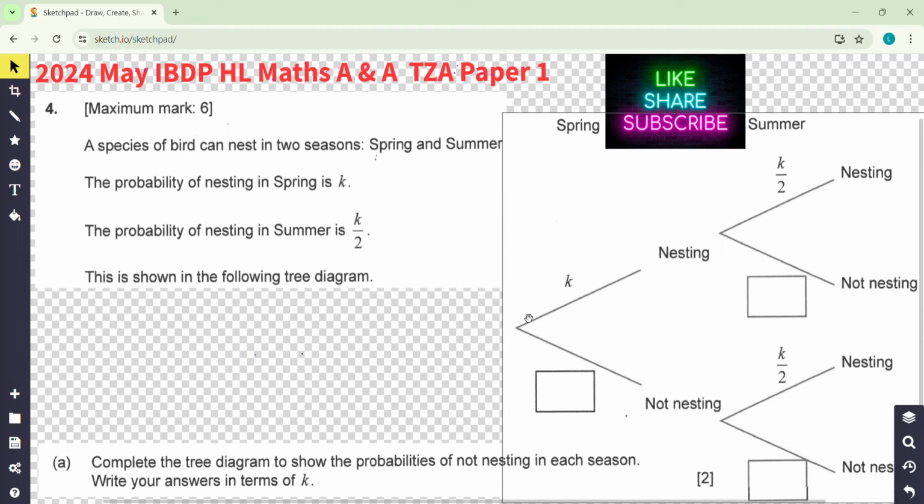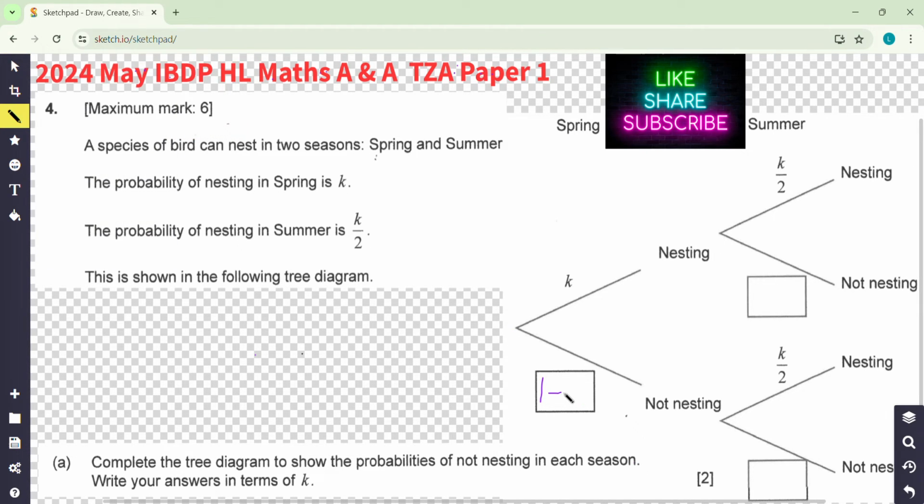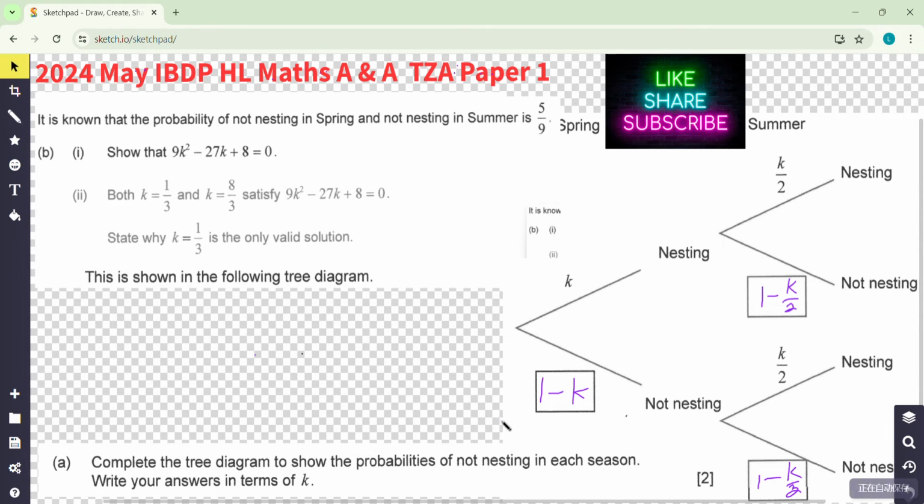Very straightforward. K is nesting in spring, so not nesting is 1 minus K, right? The same thing on summer. Nesting is K over 2, so not nesting is 1 minus K over 2. Remember to write down the 2. K over 2 is still 1 minus K over 2. So we got part A.